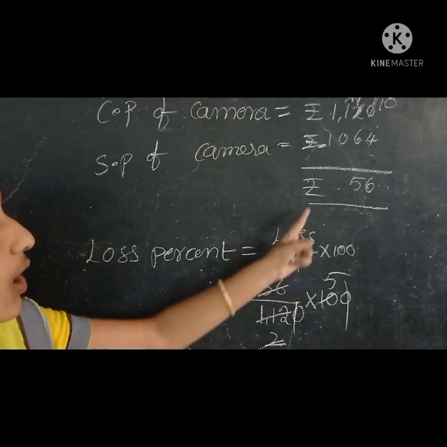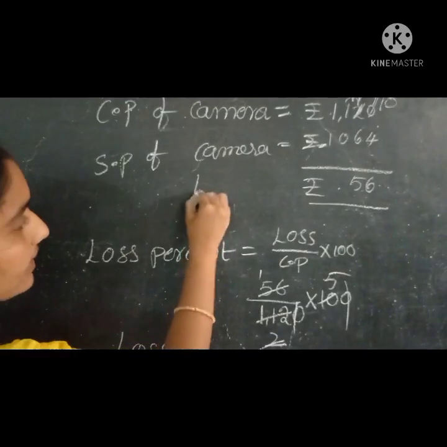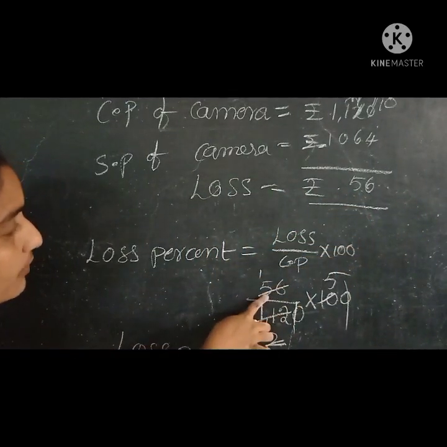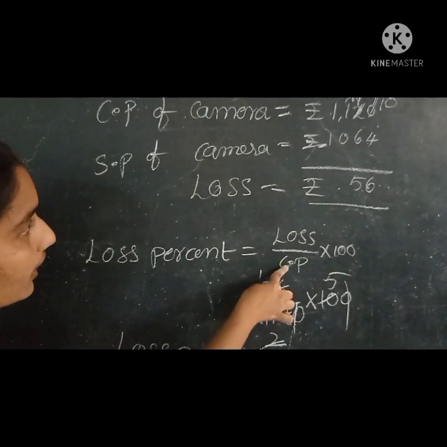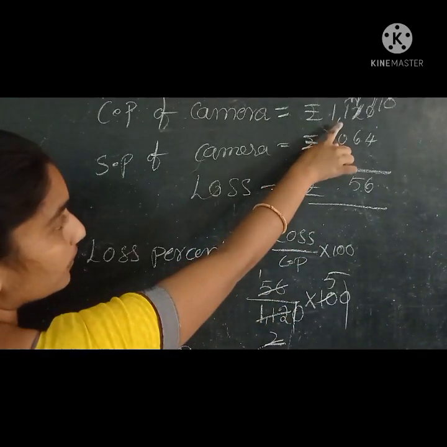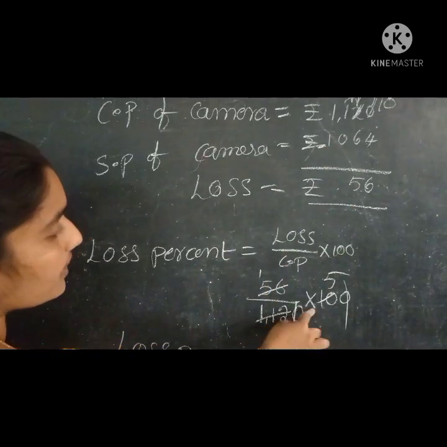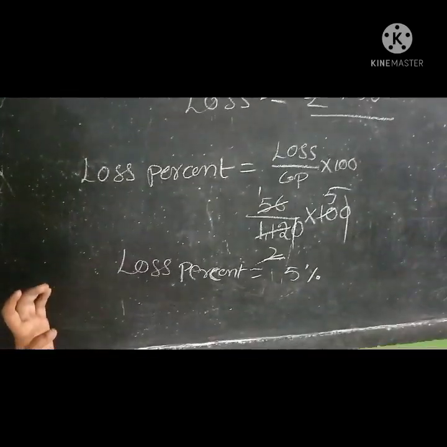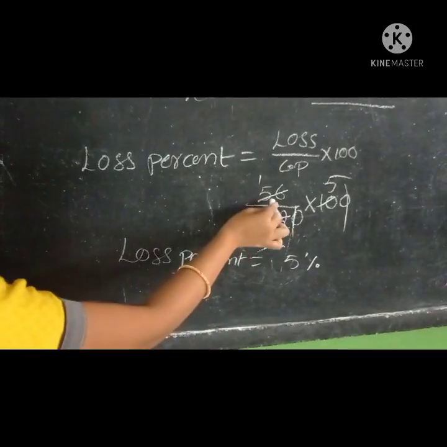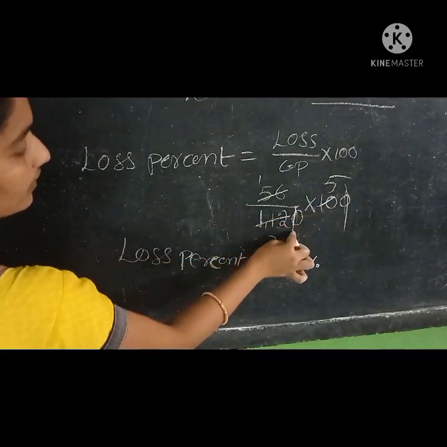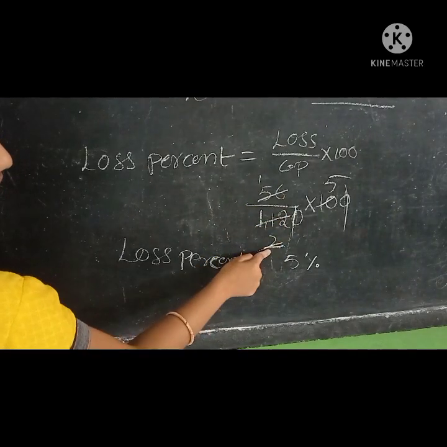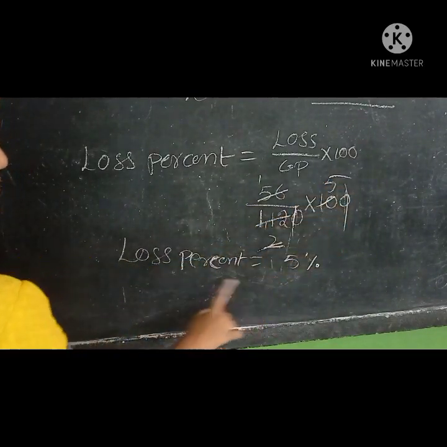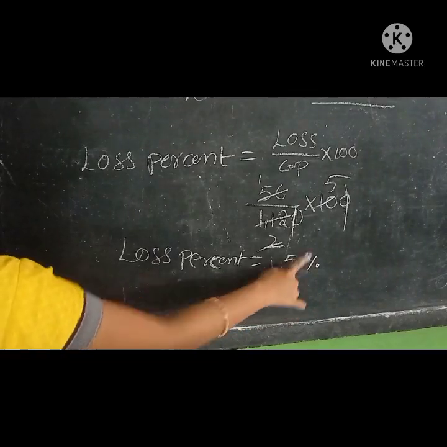So loss means how much rupees of loss? Here this is the loss. 56 rupees. By cost price is equal to 1120 rupees into 100. So cancel 0 0. 56 ones are 56, twos are 112. Okay, 2 ones are 2, 2 5s are 10. So loss percent is equal to 5%.